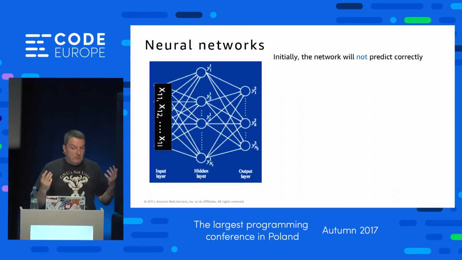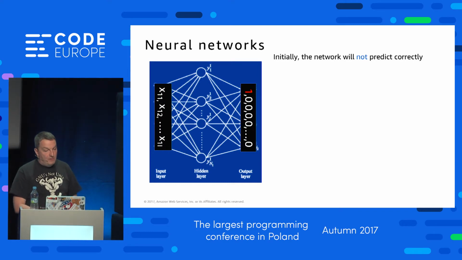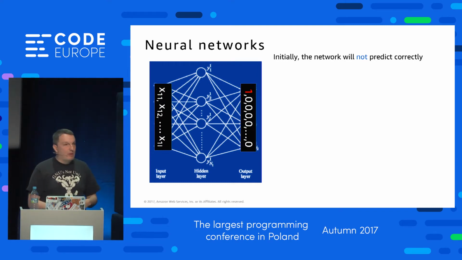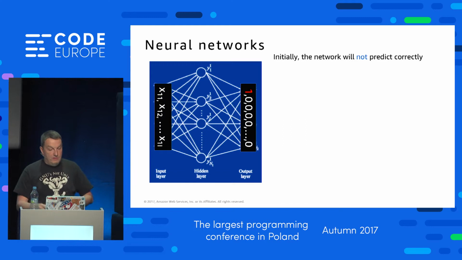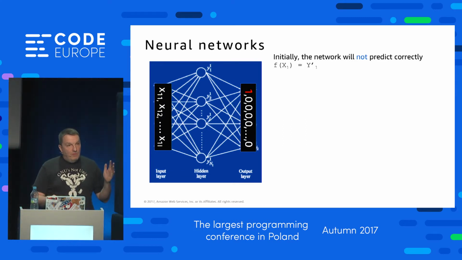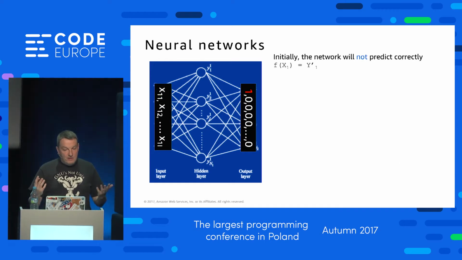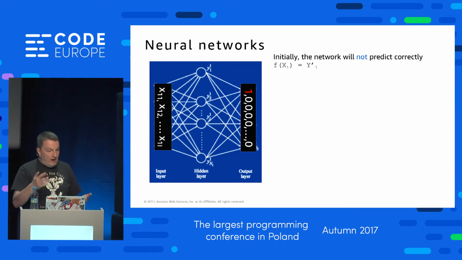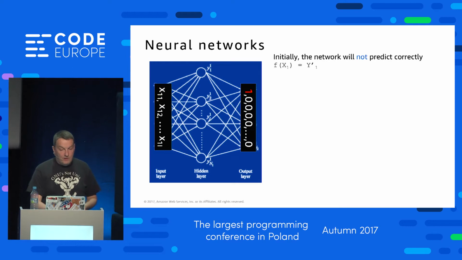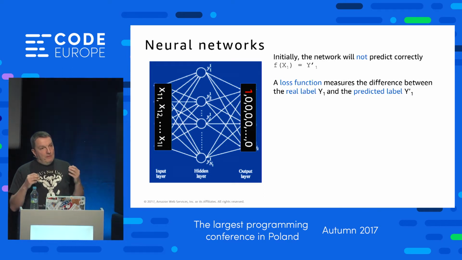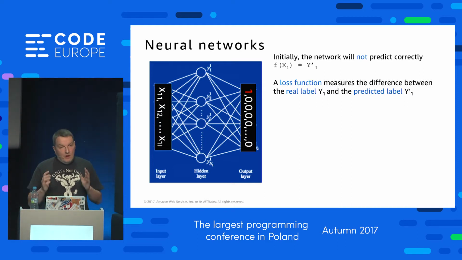So when I put my sample on the input layer, it's going to output something that's probably completely wrong. When I apply the network to my X1 sample, I get Y prime, which is completely wrong. And that's a problem, because I want to predict the correct results, obviously. So I'm going to use a loss function, which is a mathematical function that calculates the difference between the predicted value and the real value.